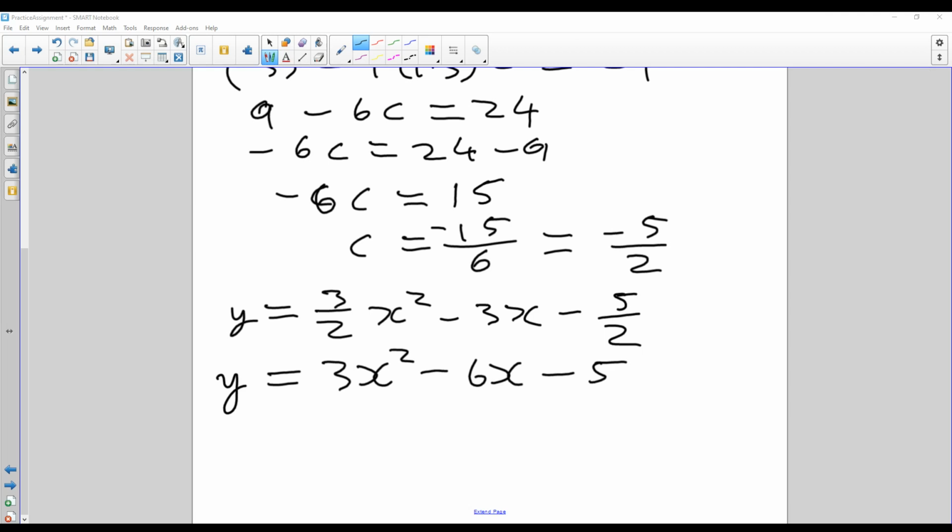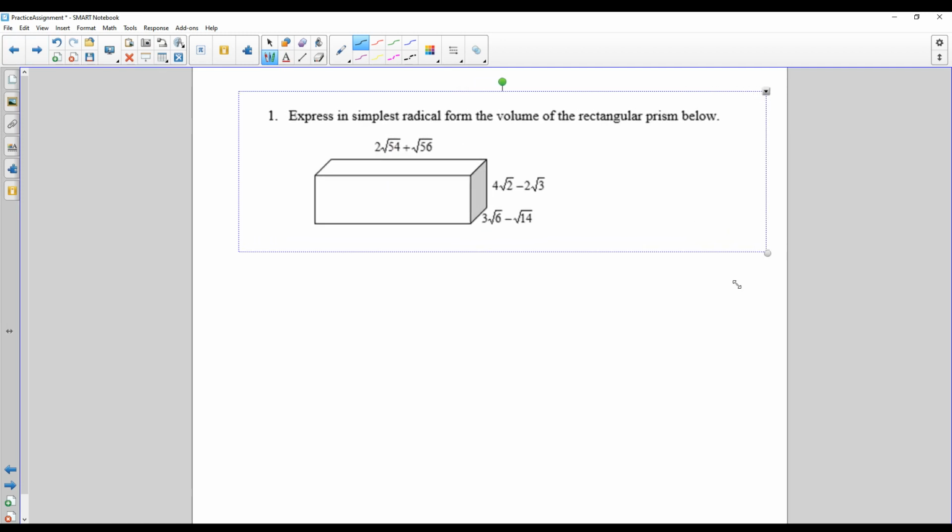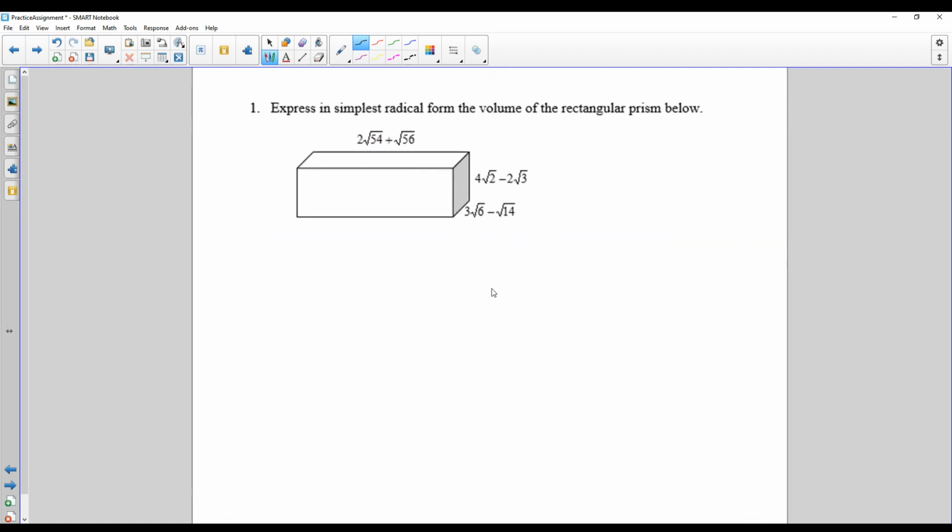Okay, let me close this up. And let's go to, oh, did that already? Okay. I'll make this bigger. Before you even ask, I'm going to make it bigger. Express in simplest radical form the volume of the rectangular prism below. This again was from the problem set, from the assignment. So how does one get a volume? Can everybody see those dimensions right? I can make that bigger if you need me to. Probably should.